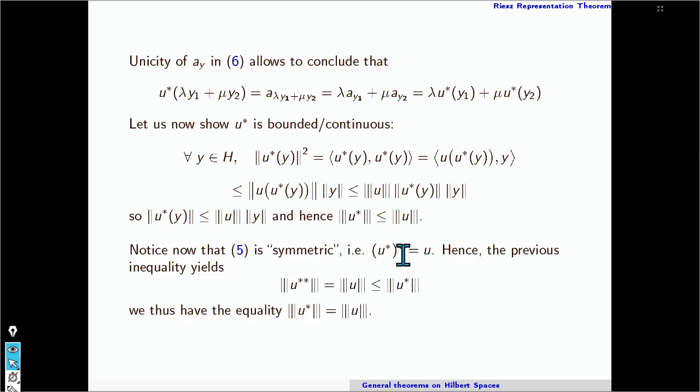U is the adjoint of U star, so its operator norm is smaller than the operator norm of U star. We have thus the equality.